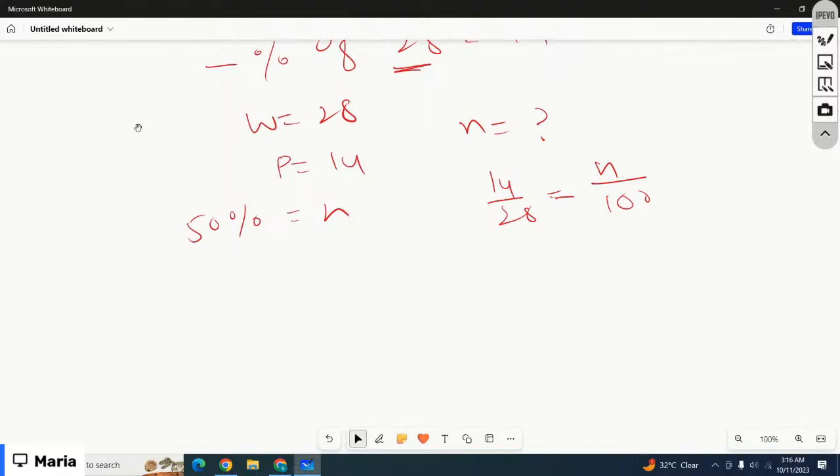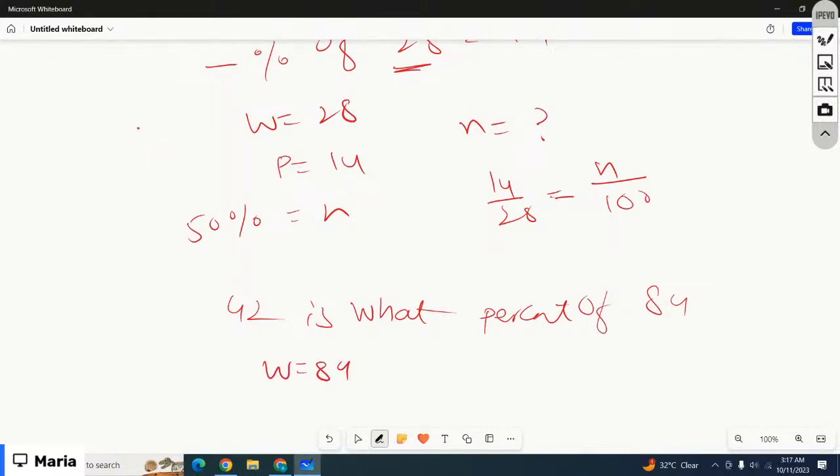The other example is 42 is what percent of 84, right? So whole is 84 and part is 42. You need to see what percent, right? So when you do calculations, you can see logically 42 is exactly half of 84, right? That means that would be 50%. The correct option is 50%. Got it?